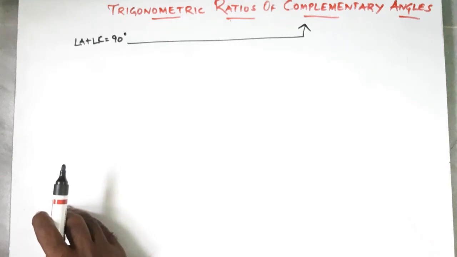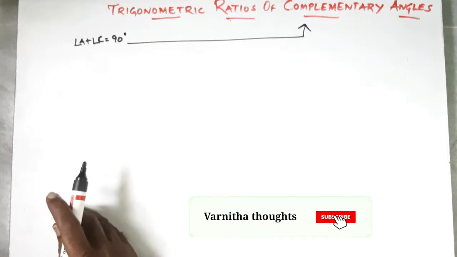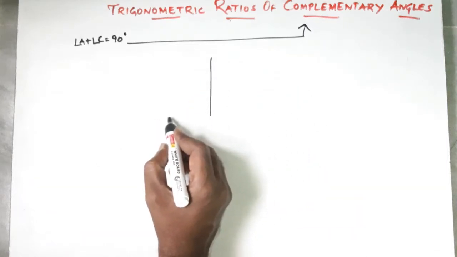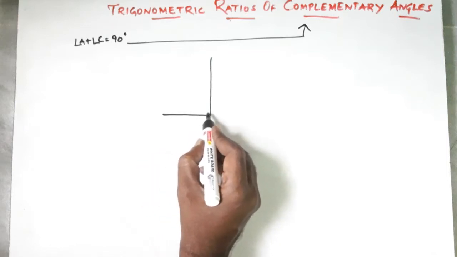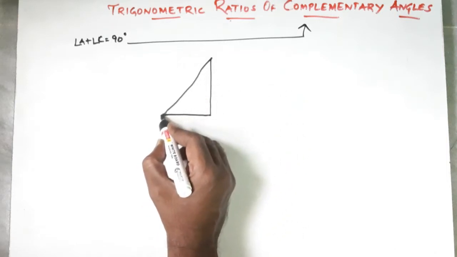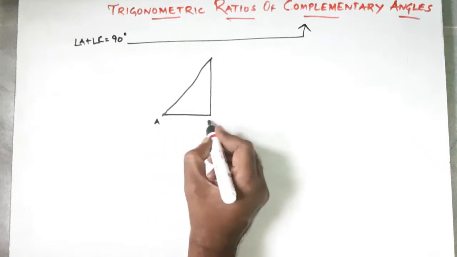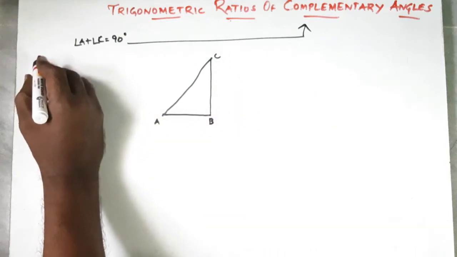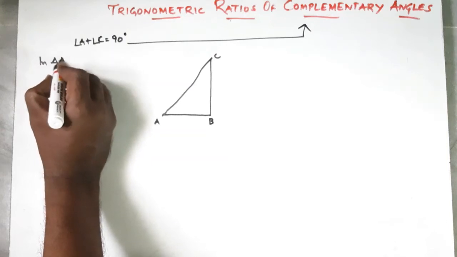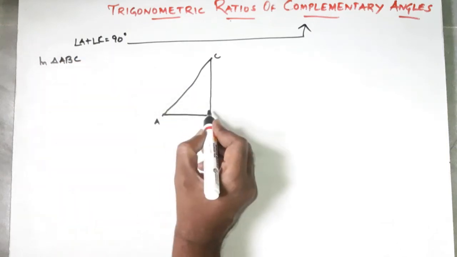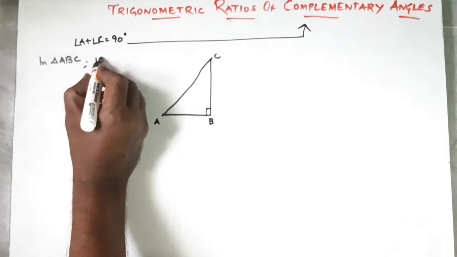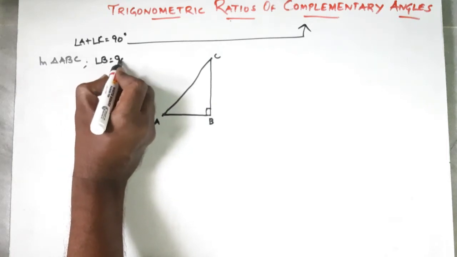Now here let us consider a right angle triangle ABC. In triangle ABC, we are considering angle B to be 90 degrees.